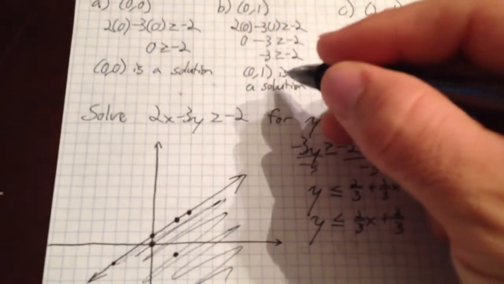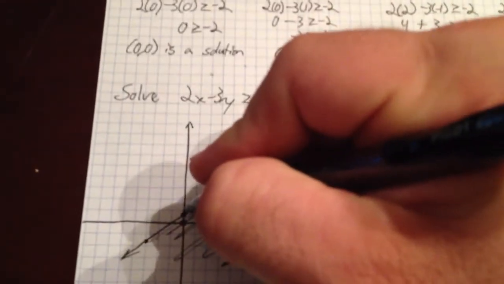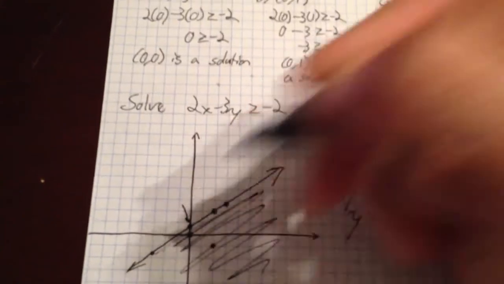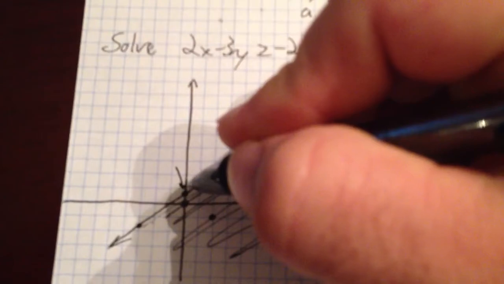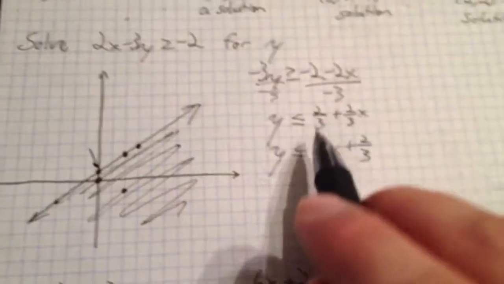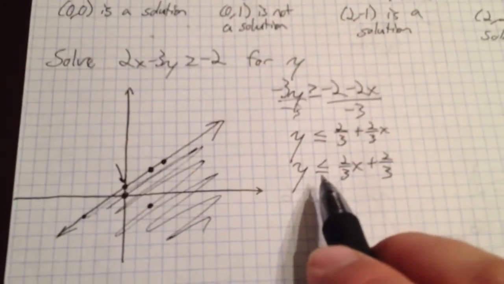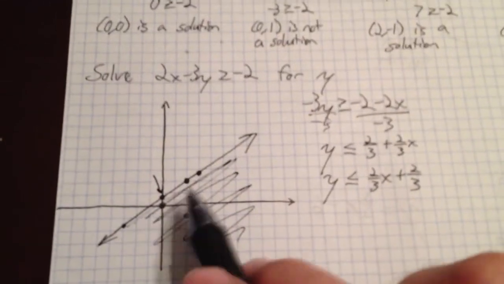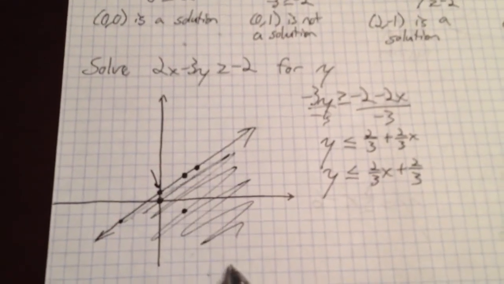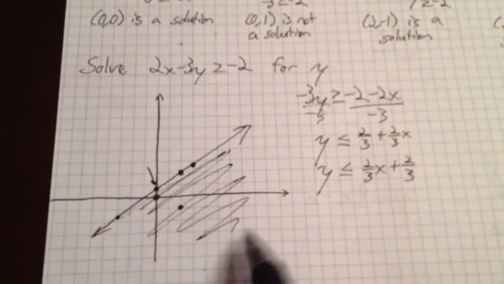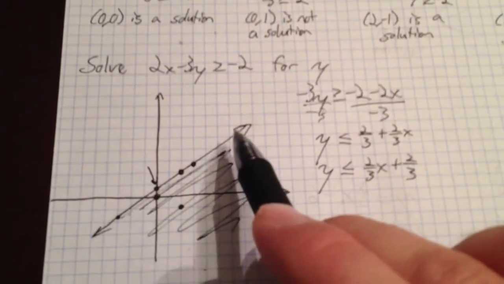Notice that the point 0, 1 is not a solution. 0, 1 is right here. It's kind of hard to see because of my graph being so small here. But 0, 1 is above the line. Again, the solutions are less than or equal to, on the line or below the line. Just make sure your shading is obvious. Make sure your line is obvious.